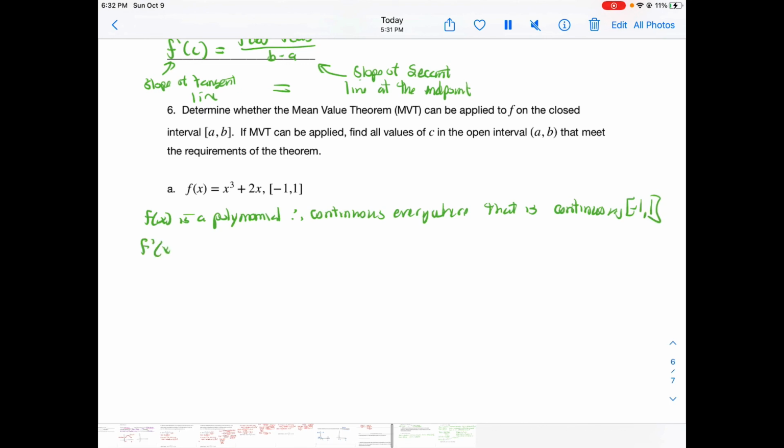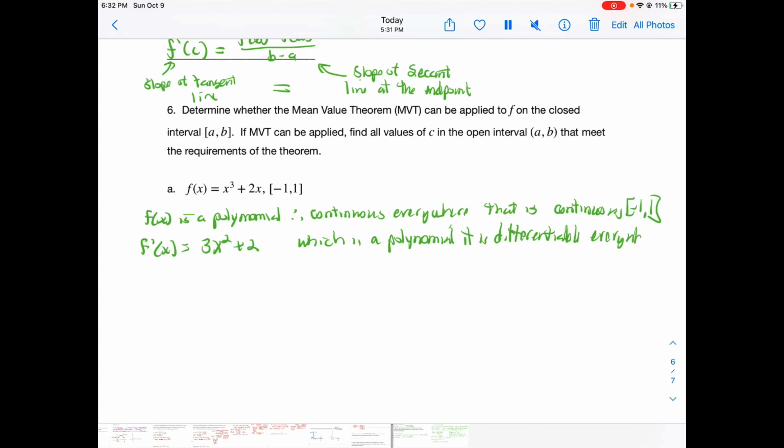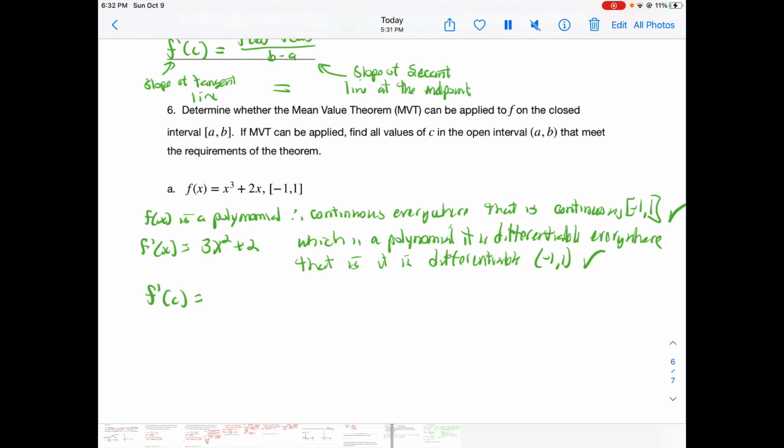Then we can differentiate this by using our power rule, to get 3x squared plus 2, which happens to be a polynomial as well. And we know that polynomials are differentiable everywhere, so therefore it's differentiable on the open interval from -1 to 1. Yes, we have now met the two conditions of the mean value theorem, so the mean value theorem will apply to this problem. All right, so the mean value theorem formula is the derivative at c is equal to the slope of the secant line, which is our change in y, so f of b minus f of a, divided by our change in x's, b minus a.